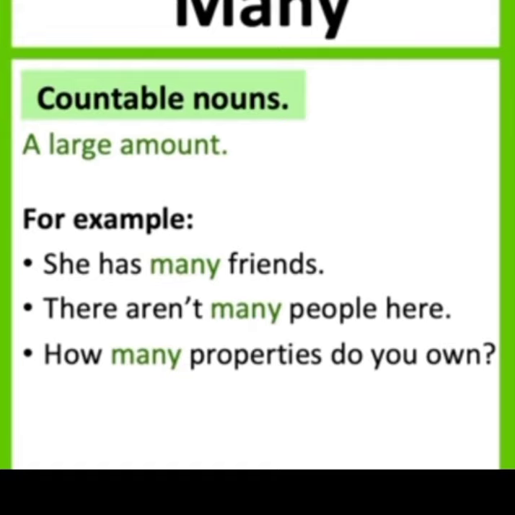ज़्यादा लोग यहाँ पे नहीं हैं. Are not, this word are not ये negative है. That's the reason this is a negative sentence. This word people here is a countable noun. You can count people. How many are there?